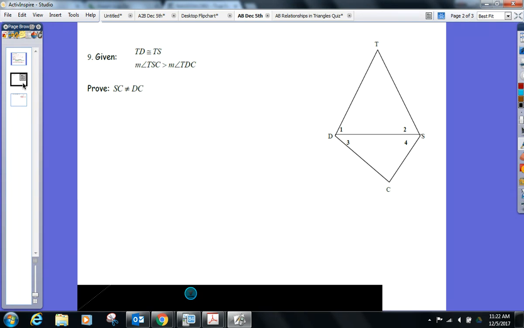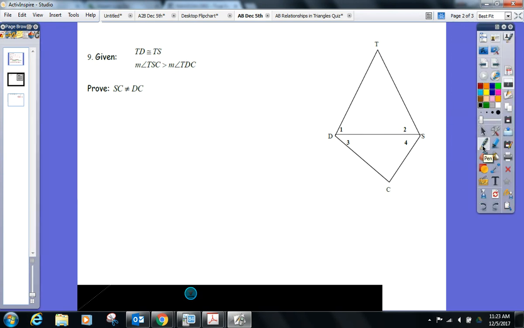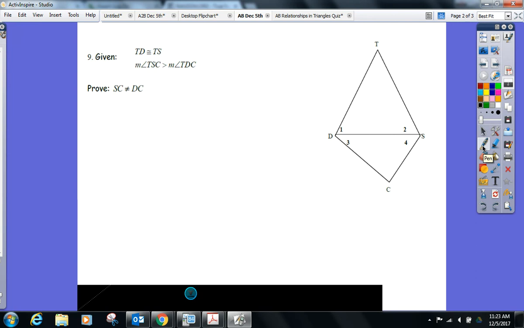Well, first of all, how do I know it's going to be an indirect proof? I got proving something's not happening. And you guys know going into tomorrow, we've done 2 days of it, you got to contradict one of the givens. So look at the 2 givens I've provided. TD is congruent to TS, and the angle TSC is bigger than TDC. Out of those 2, which one do you think we're going to try to contradict here? Mike, what's up?